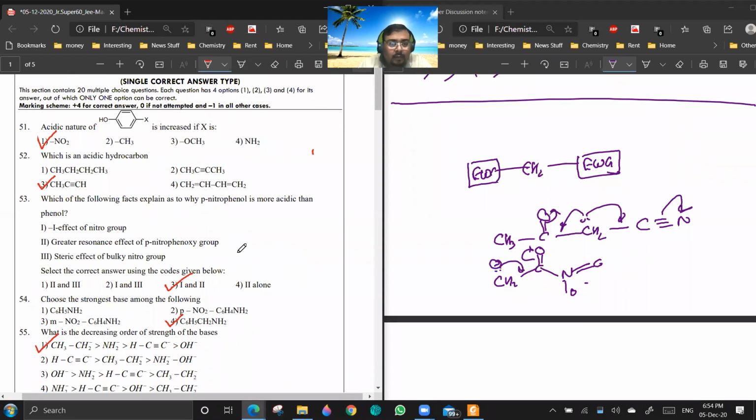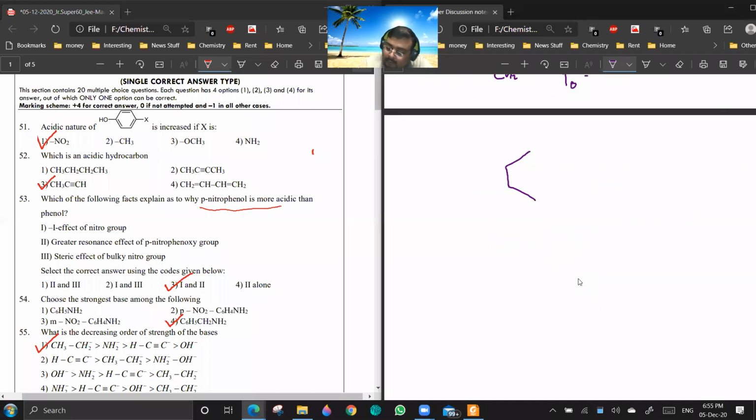53. Which of the facts explain why p-nitrophenol is more acidic than phenol? So p-nitrophenol is something like this. No doubt, sir. Okay. 52.